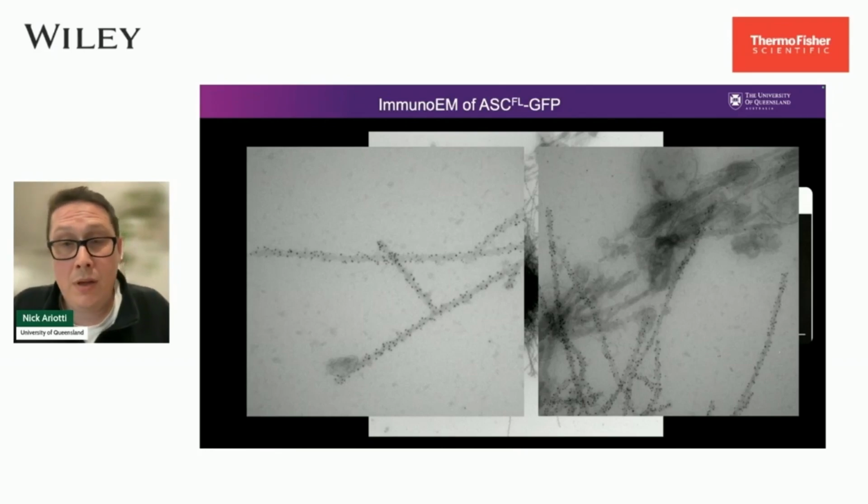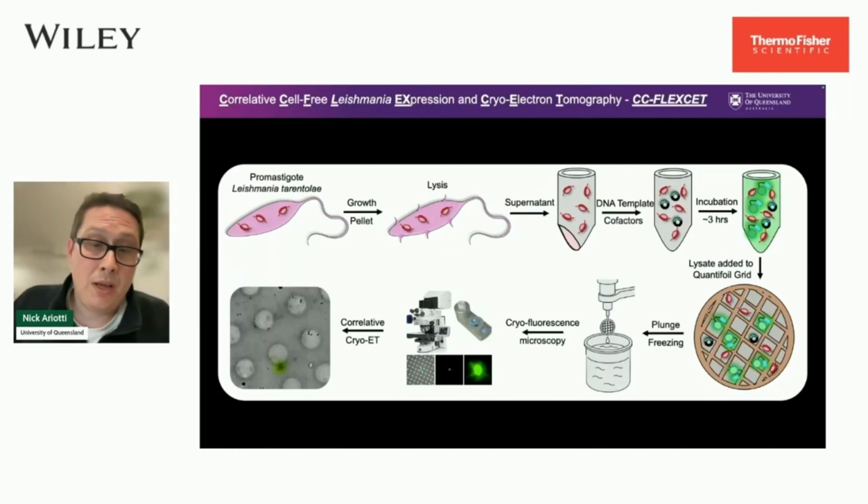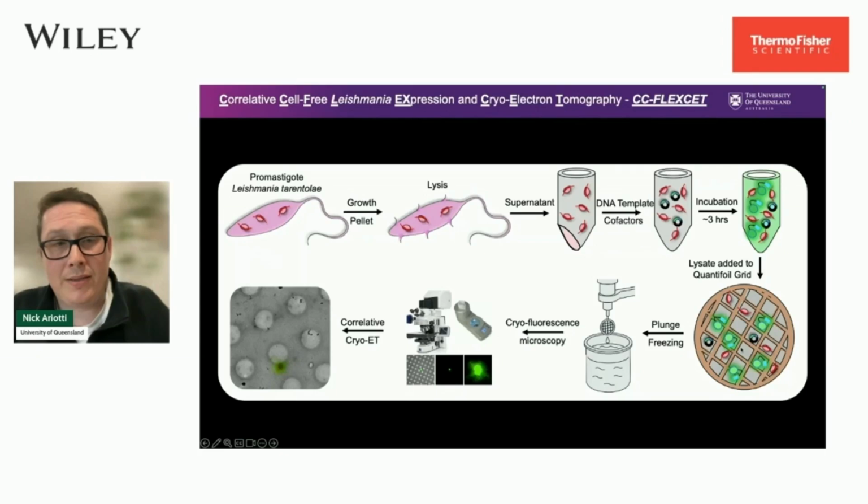Okay, so this is the workflow that we've generated that we've termed CC-Flexit for correlative cell-free Leishmania expression and cryo-electron tomography. Basically, we can take our crude lysate after 3 hours of expression and freeze it directly onto our cryo-EM grid. This allows us to then target our complexes of interest by cryofluorescence microscopy. Then we can move on directly onto cryo-electron tomography.